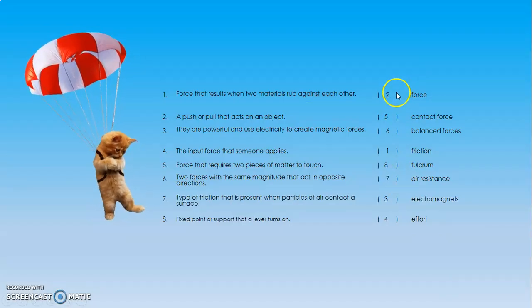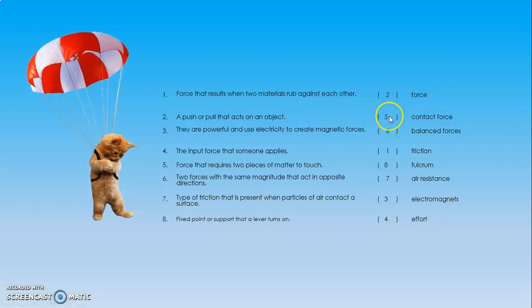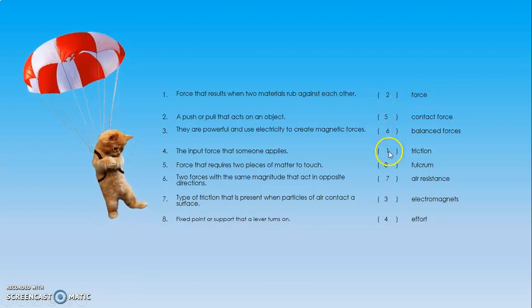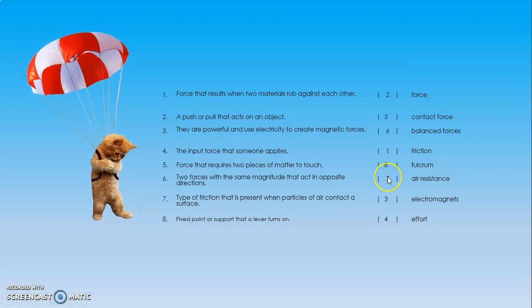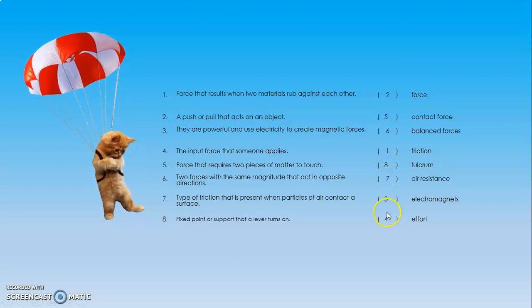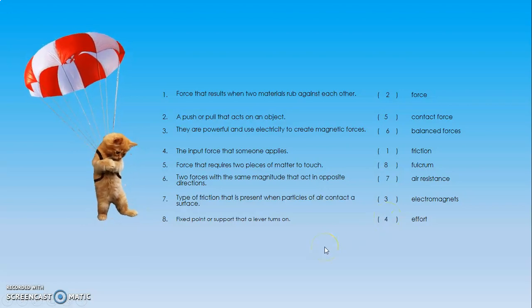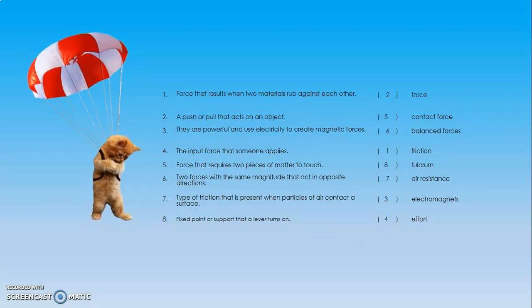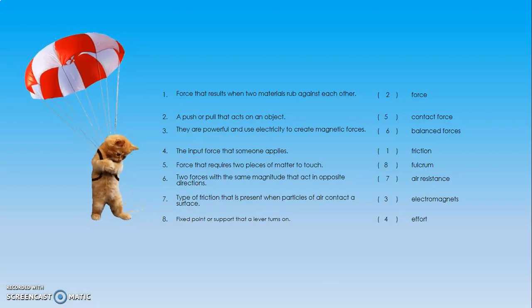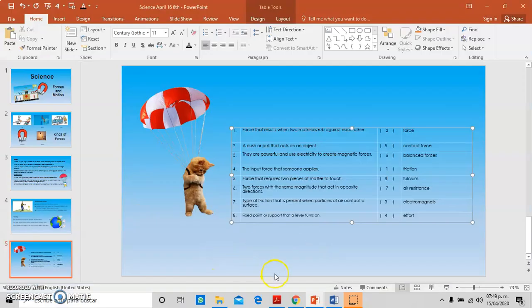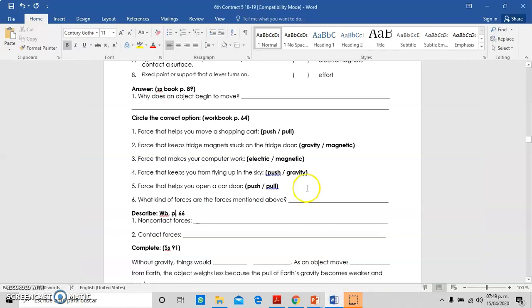So the answers are 2, 5, 6, 1, 8, 7, 3, and 4. Okay? Now, we are going to continue answering the exercises that you have in the contract. I have the same that you have on your contract, right? So, why does an object begin to move?